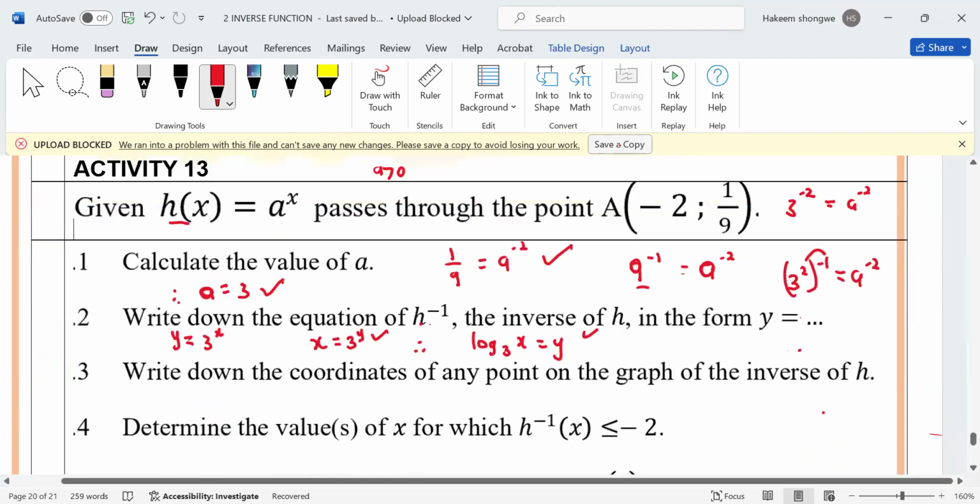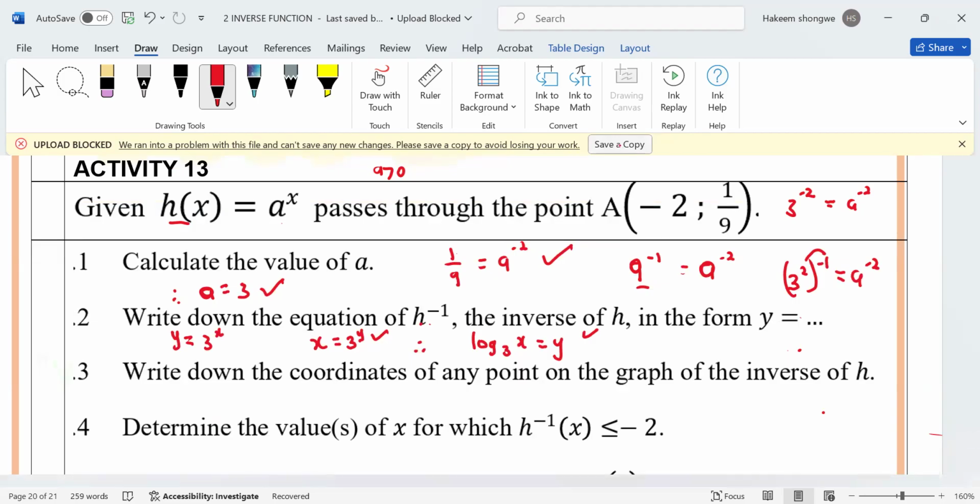Now, this one is a little bit tricky. If you can't see it graphically, it's going to be a little bit tricky, but let's try it algebraically. They say write down the coordinates of any point on the graph of the inverse of h. Write down the coordinates of any point, so we can have 1 is to 3, which here we can have 3 is to 1.